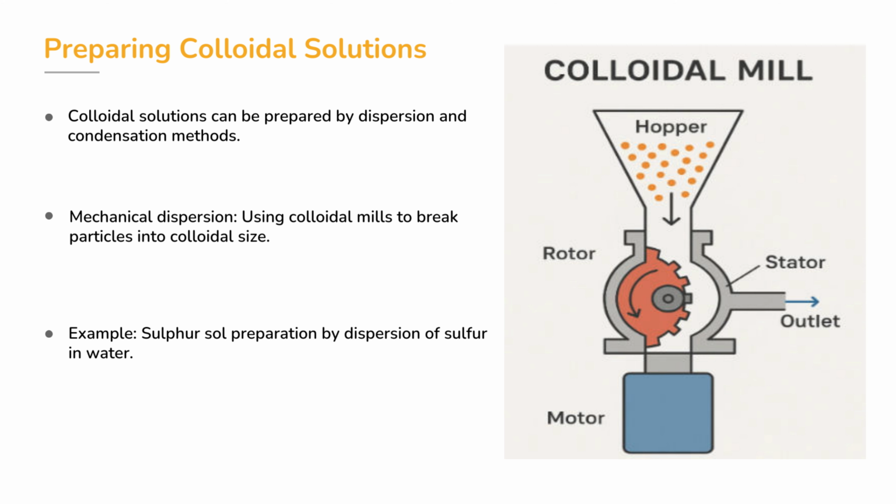Well, there are two main methods: dispersion and condensation. Dispersion involves breaking down large particles into smaller ones to create colloids. This is done using machines like colloidal mills. On the other hand, condensation methods involve aggregating smaller particles to form larger colloidal particles. For example, you can create a colloidal solution of sulfur by breaking down solid sulfur into tiny particles that stay suspended in water. Both methods allow us to create colloids for a wide range of uses, from industrial applications to health solutions.